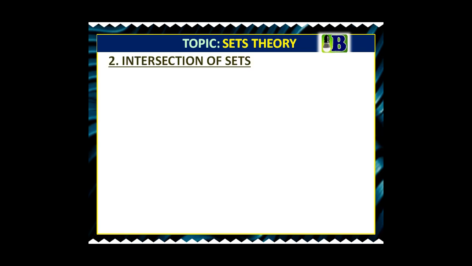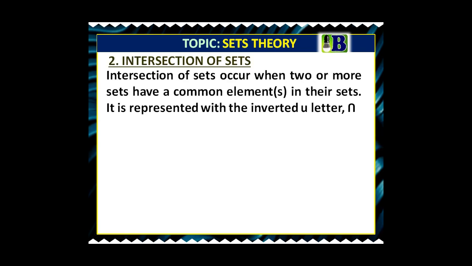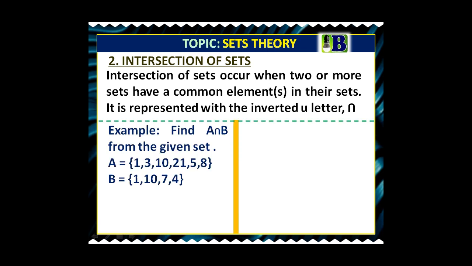The next thing we are going to discuss is the intersection of sets. We have already discussed this in our types of sets, when we discussed disjoint sets and overlapping sets. When two sets have something in common, they are called overlapping sets. If two sets do not have anything in common, they are called disjoint sets. Now for the mathematical representation, which is the set operation: intersection of sets occurs when two or more sets have a common element in their sets. It is represented with the inverted U like this.